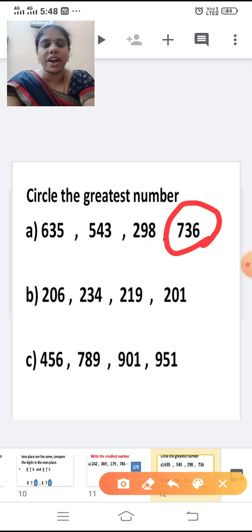First you have to compare the hundreds place. 635, 543, 298, 736. So which is the greatest number? 736. That you are going to circle.